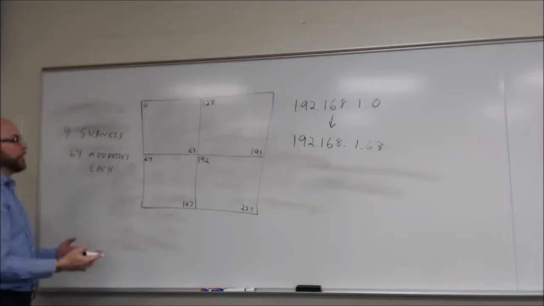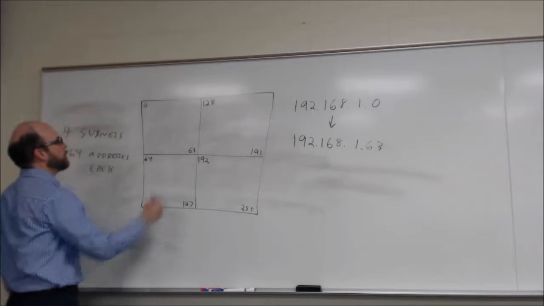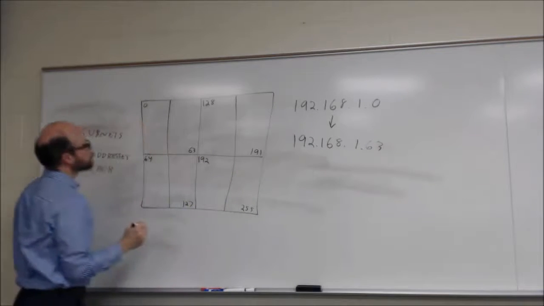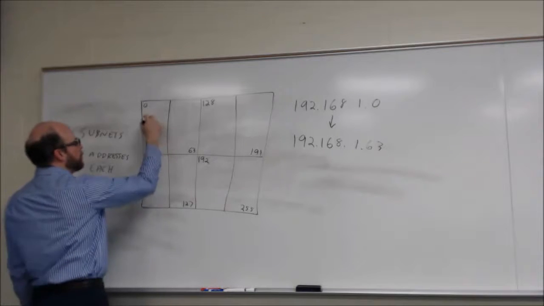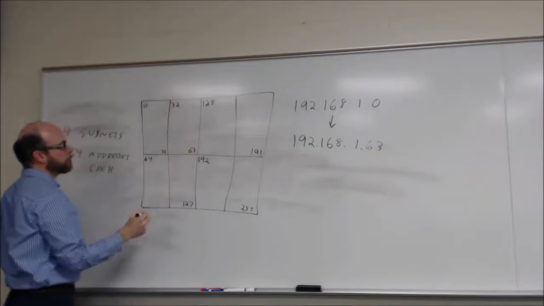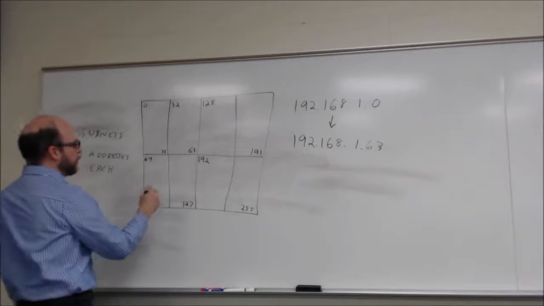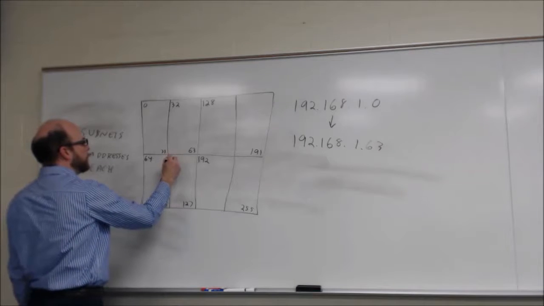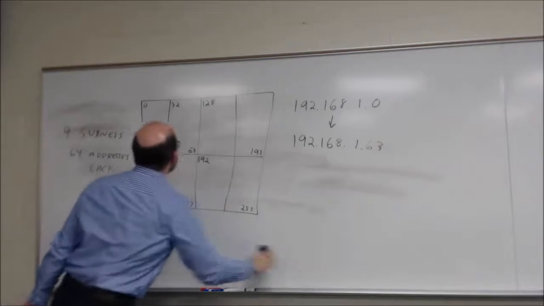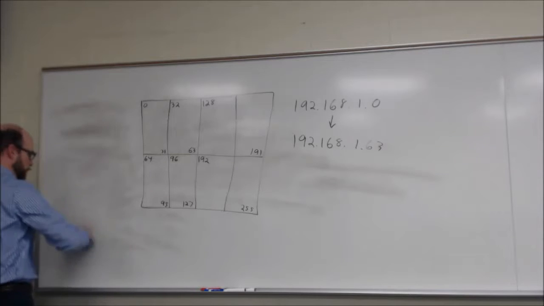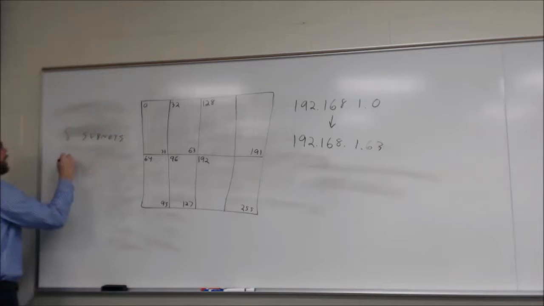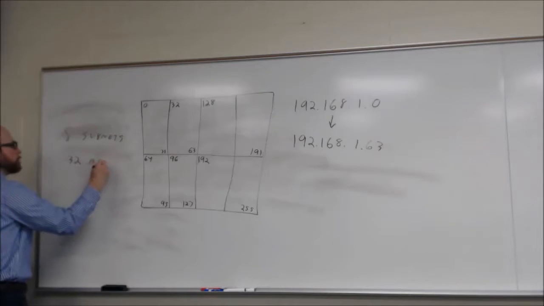We can still cut this in half again, so we can make each one of these subnets even smaller. So we can go here like this. And so now we can go from 0 to 31, 32 to 63, 64 to 95, 96 to 127. So now we're going to have 8 subnets of 32 addresses each.